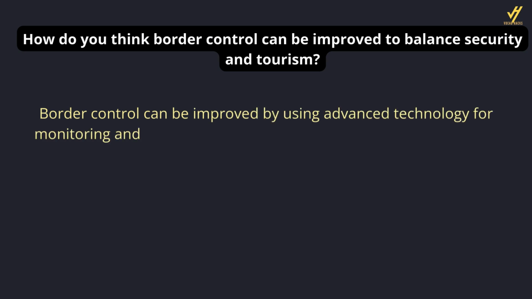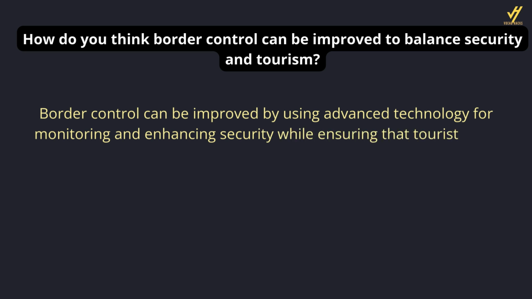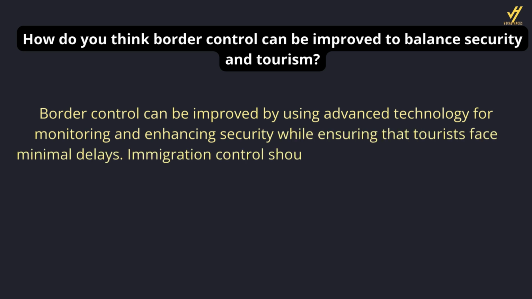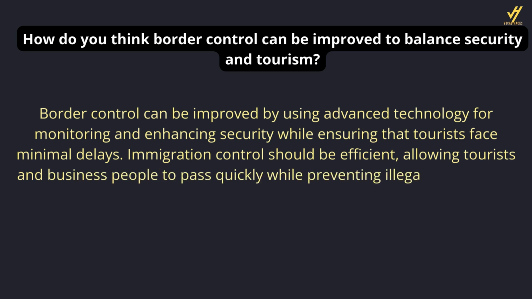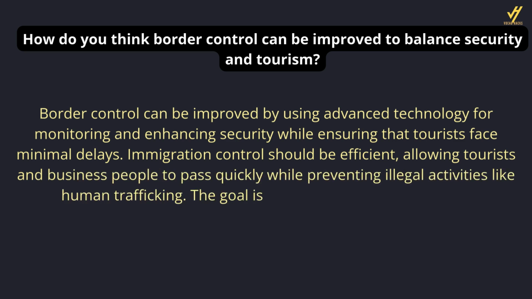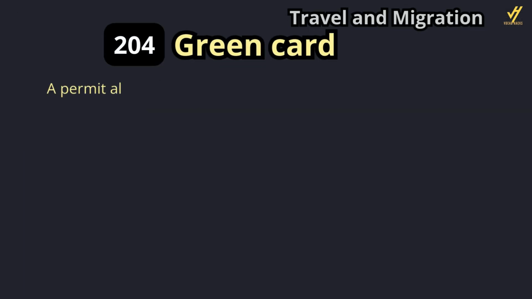Border control can be improved by using advanced technology for monitoring and enhancing security while ensuring that tourists face minimal delays. Immigration control should be efficient, allowing tourists and business people to pass quickly while preventing illegal activities like human trafficking. The goal is a safe yet welcoming process.